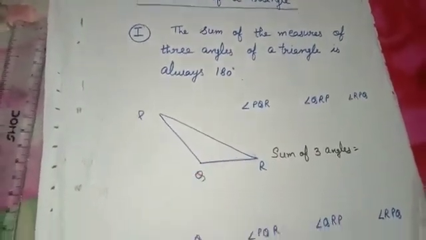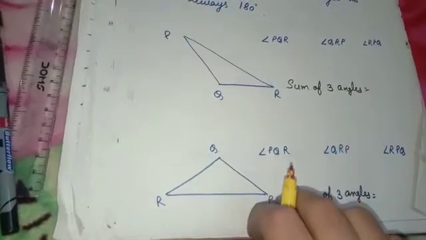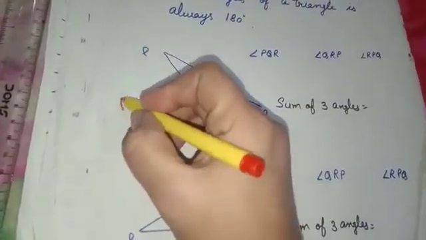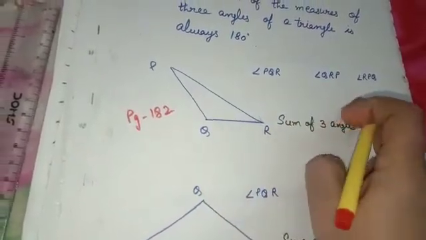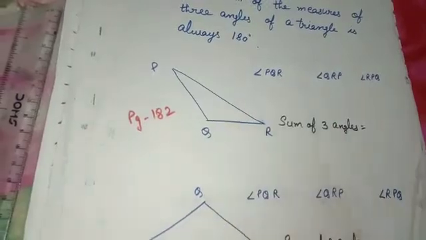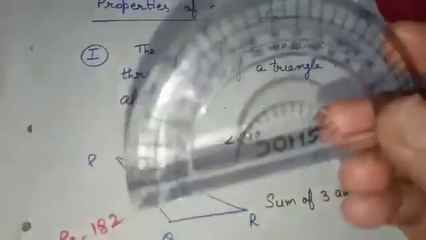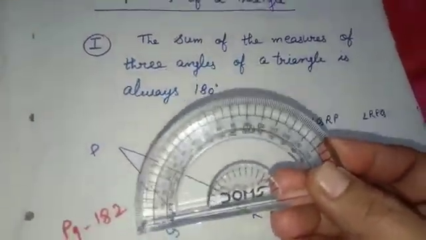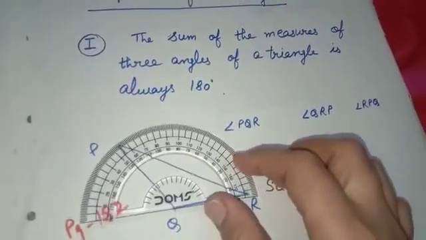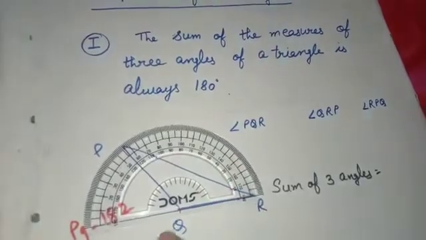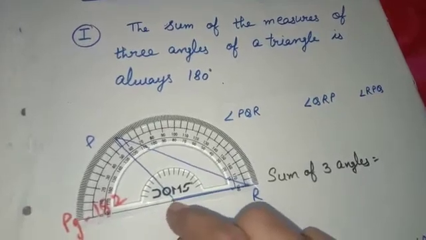Here we have two triangles with the same name, PQR. The triangles are given at page number 182 of our book with the table of measurements. We have to measure the angles with the help of a protractor. You used this instrument, protractor, in class 4 to construct or measure angles.